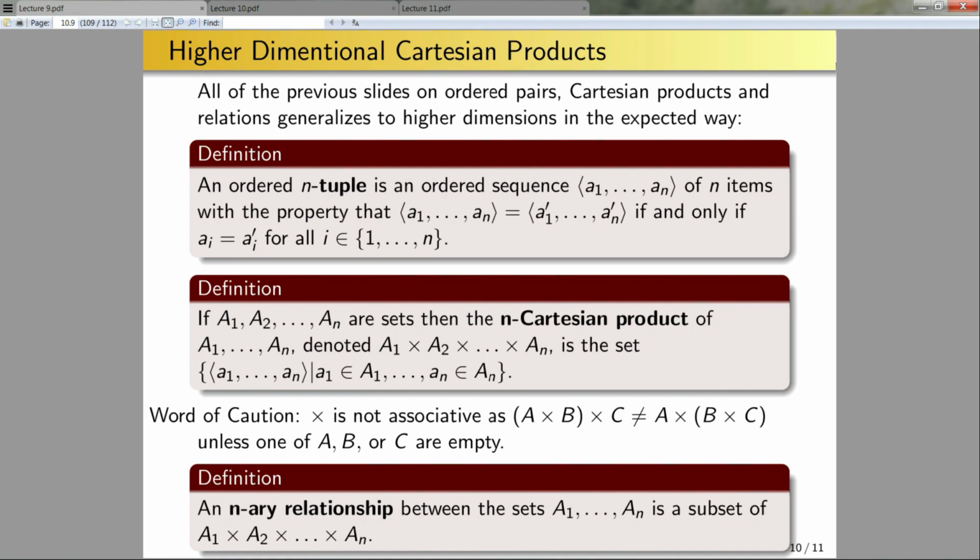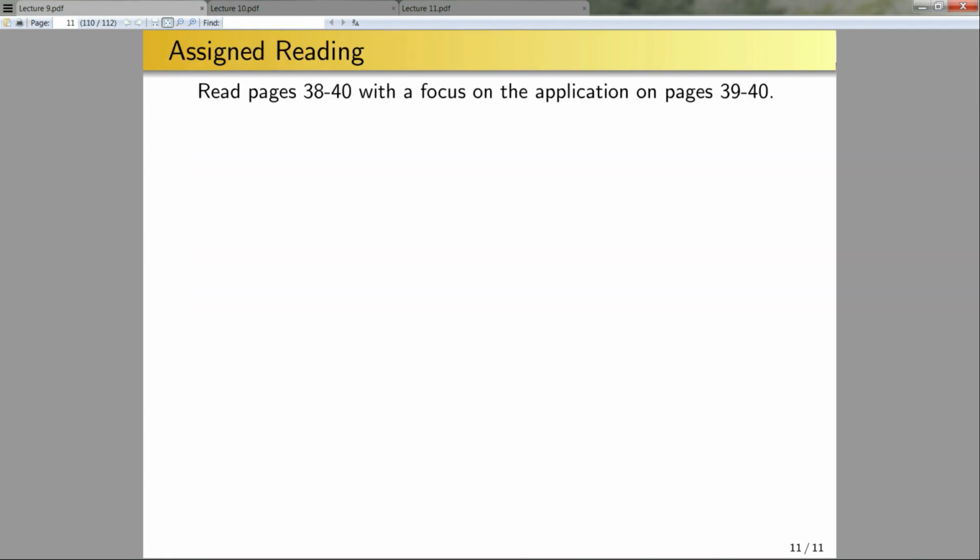And also I can use this to build database structures. So using the example I previously introduced about students, I can now talk about, say, a student, their student ID, their email, their mark on each of their assignments, as many things as I want to throw into this n-ary relation. So we have some assigned reading. I want you to read pages 38 through 40 with the focus on the application on pages 39 through 40.